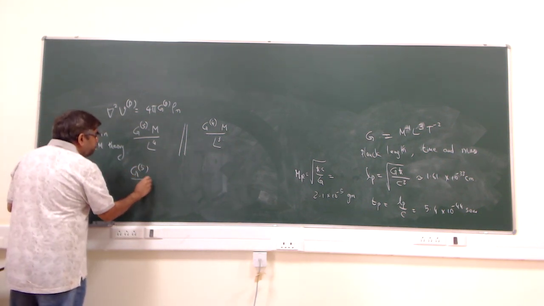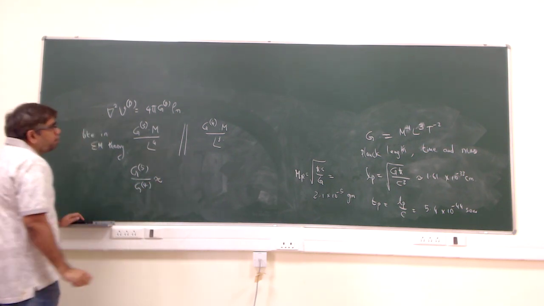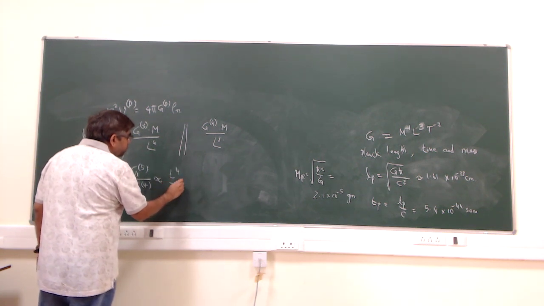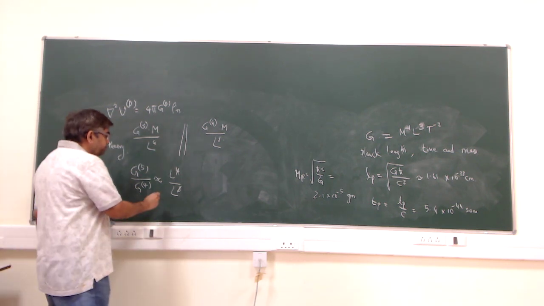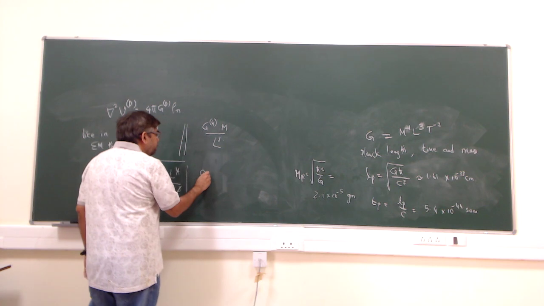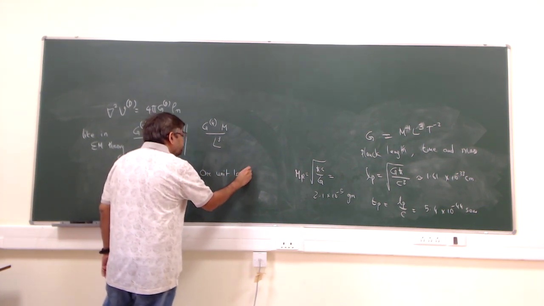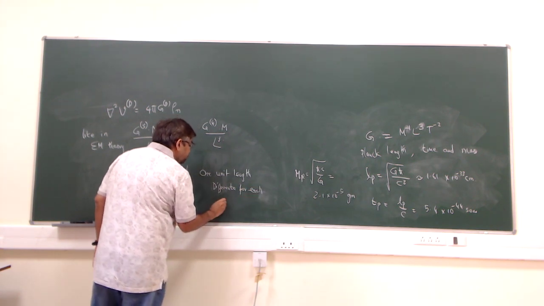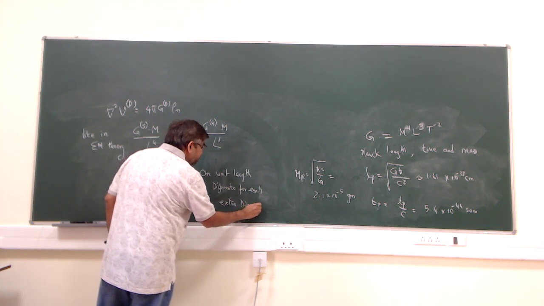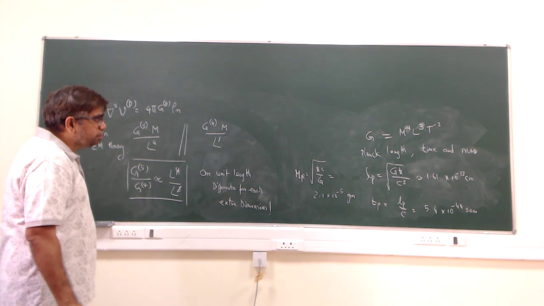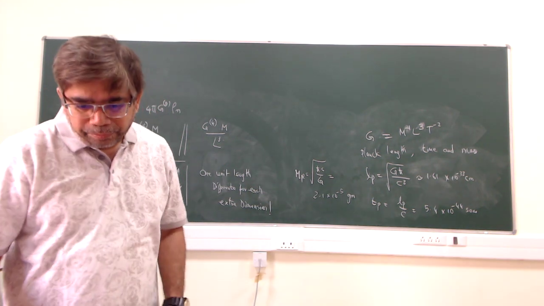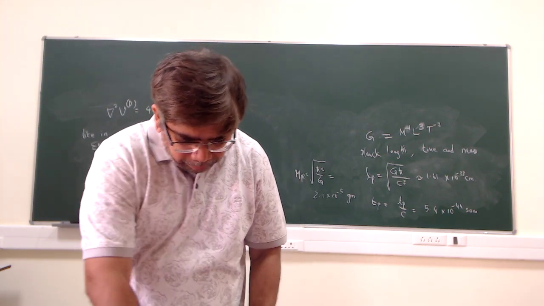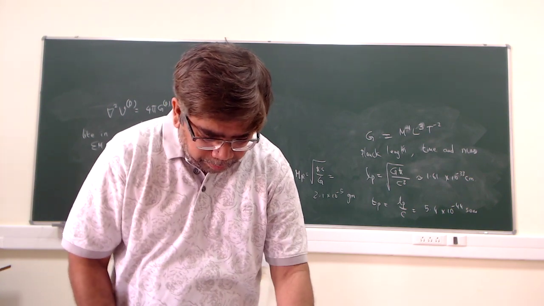So if you take G5 by G4, it is roughly scaling by a factor L4 by L cube, so essentially it's scaling by a factor of length. One unit of length difference for each extra dimension. So in general, you can write it in this manner.